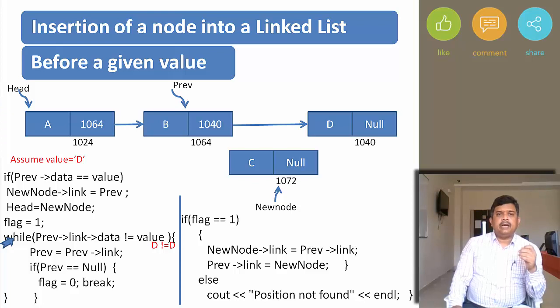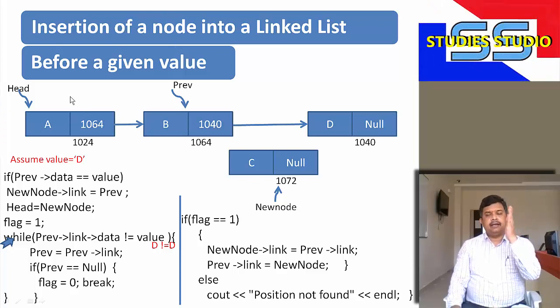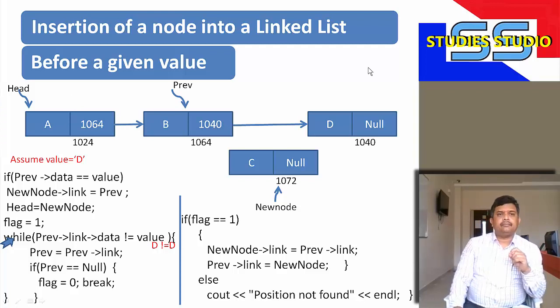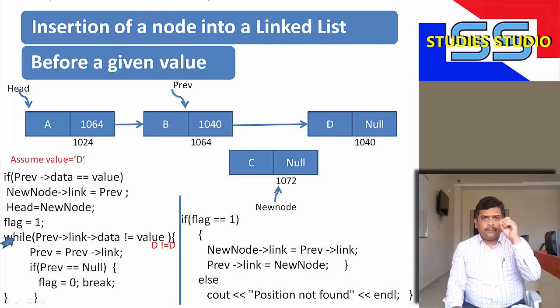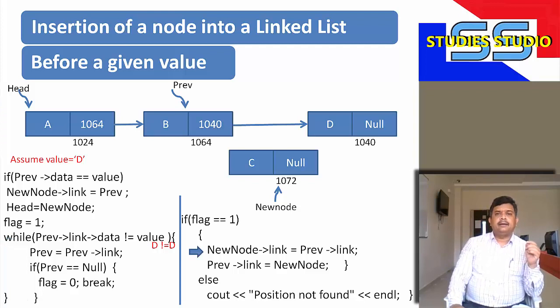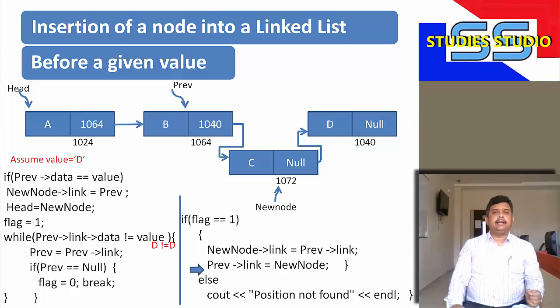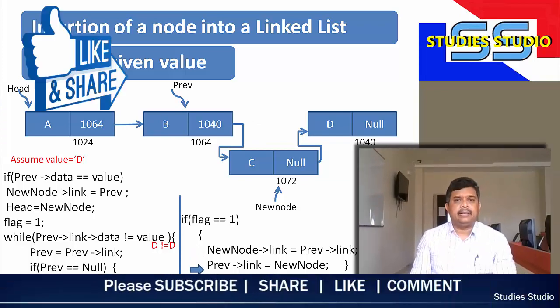Now PREV is pointing to the node containing data B, and its next or its link data is D. So I am at node B and trying to find the value of the next node. So if this condition is satisfied, then as usual I'll enter my data with the same statements. This is how the node is entered into the linked list in the middle.